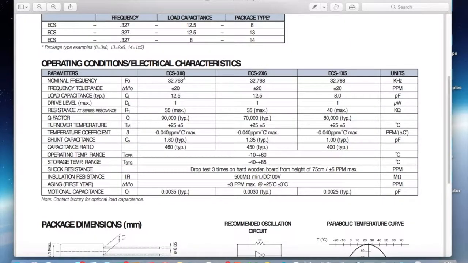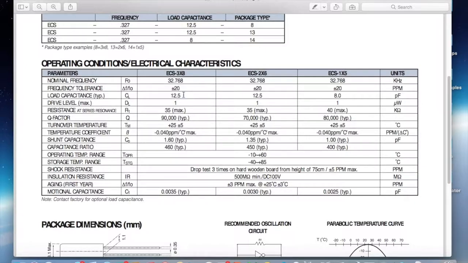If you're building a clock, you want one clock pulse every second. So, for my crystal, the ECS38X, nominal frequency 32.768 kilohertz. Frequency tolerance is plus or minus 20 parts per million, which is change in frequency over FO, the nominal frequency. And this is pretty small. I think it works out to be 0.65 hertz or something very, very insignificant.